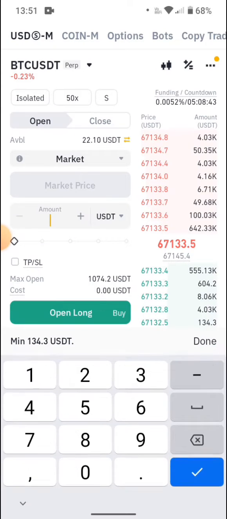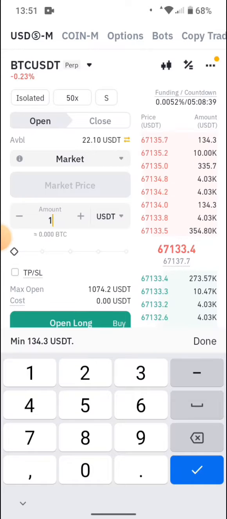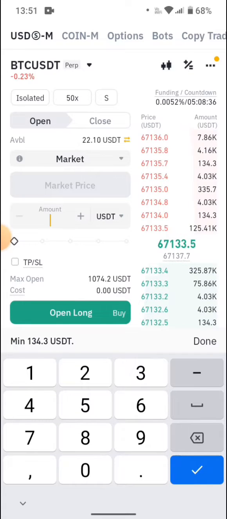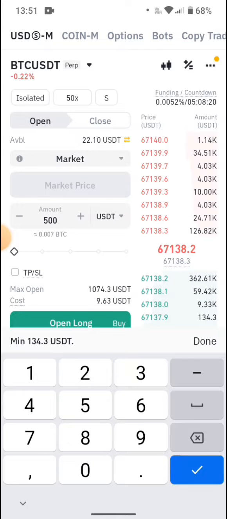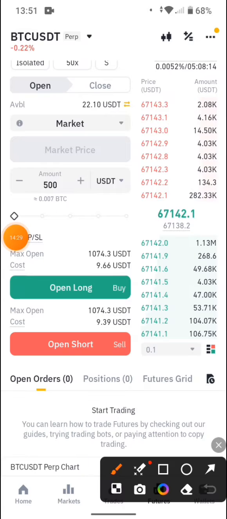Okay, so now out of this 22, you need to enter the amount. Let's say I want to enter 10. What you are going to do is multiply the amount of money that you want, which is your margin, like $10, times 50, the leverage. Let's say we want to put 500. You don't actually have 500 in your account. Don't forget, you are just putting $10 out of your $22.